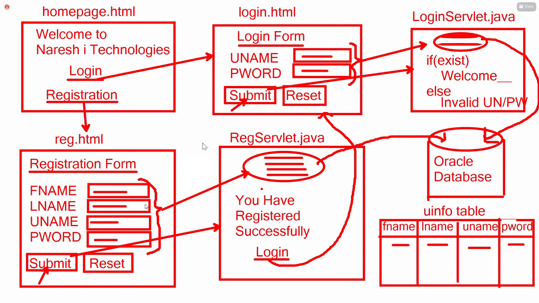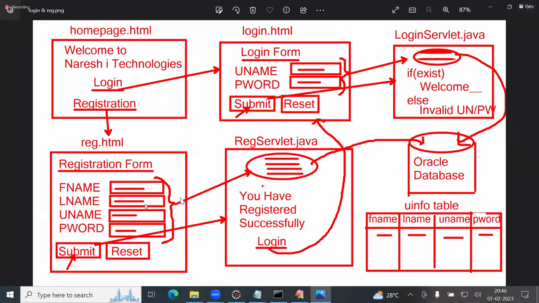Homepage.html, login.html, org.html. These three are just HTML programs. These two only have the major role. Here Servlet code, JDBC code, SQL code, HTML code, all will be there in these two programs. Now, how to receive the request parameters that are required? For that, ServletRequest is required.